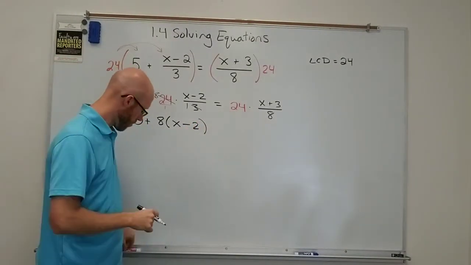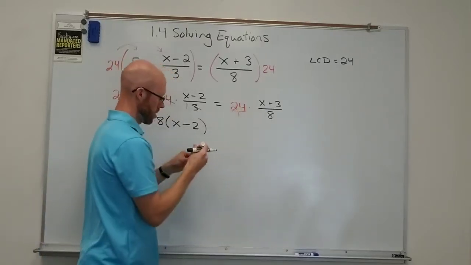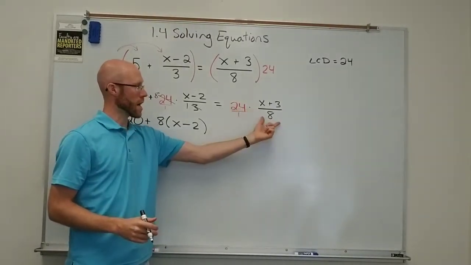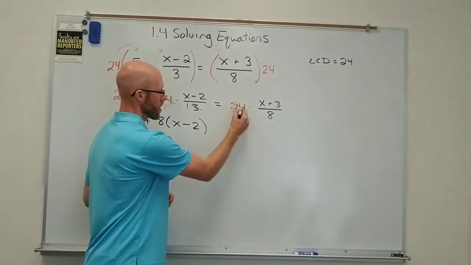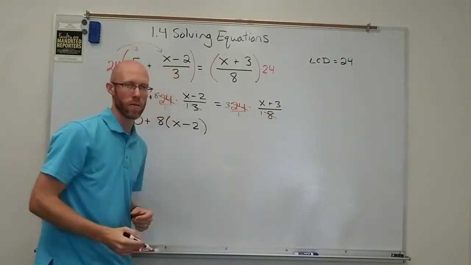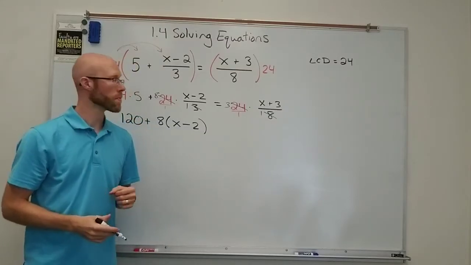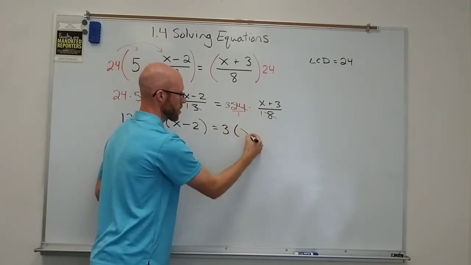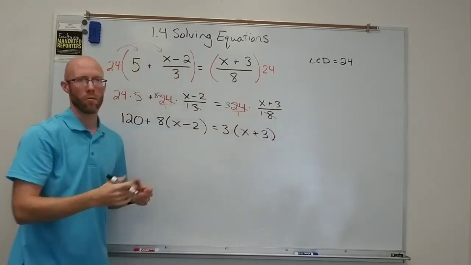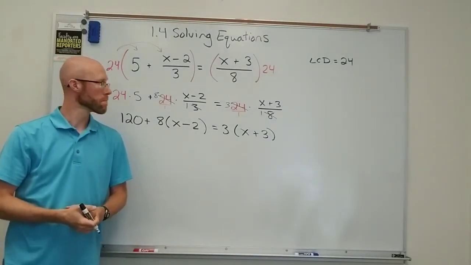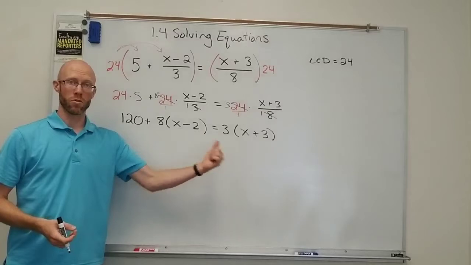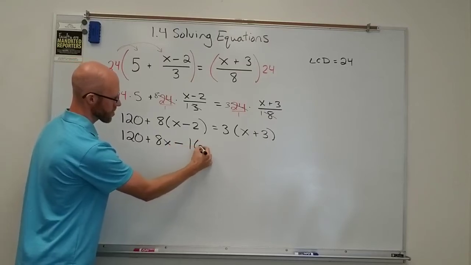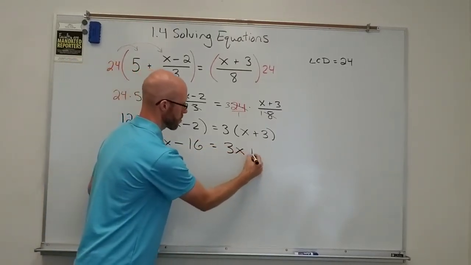Similarly on this side, if I think of 24 as 24 over 1, I'm really multiplying two fractions together. If I divide the top and the bottom each by 8, I get a 3 on top and a 1 on the bottom. So I'm canceling or reducing the fractions. Then I end up with 3 times the quantity x plus 3, because the bottoms become 1, so I don't need the denominators anymore. At this point, I can use the distributive property where necessary. So we get 120 plus 8x minus 16 equals 3x plus 9.